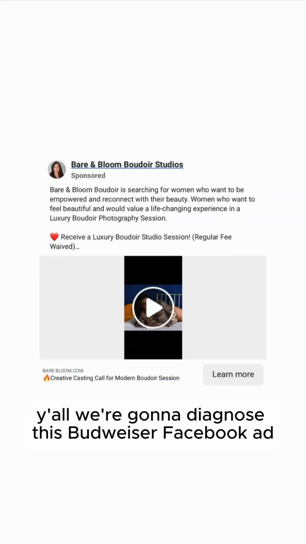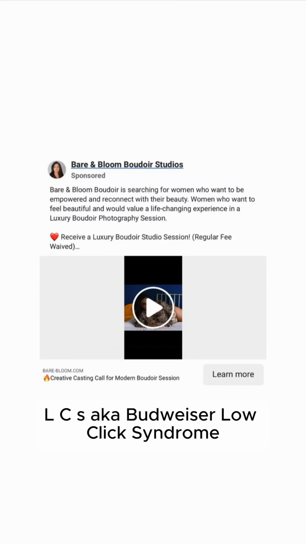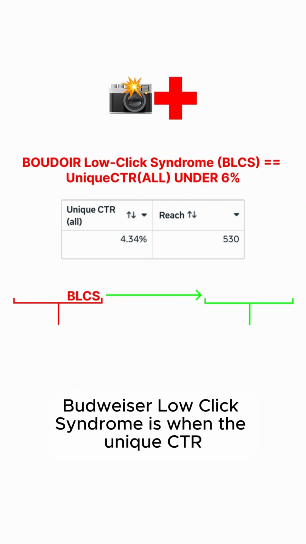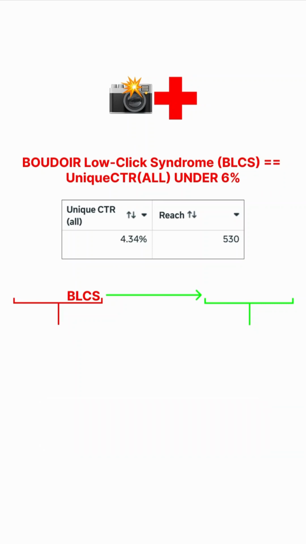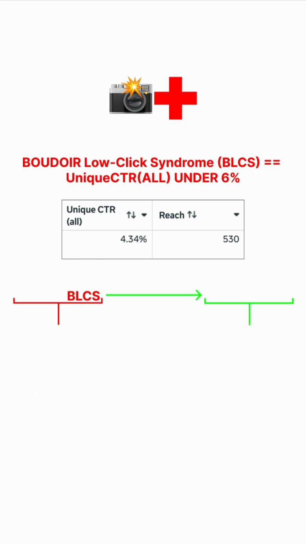All right, y'all, we're going to diagnose this Boudoir Facebook ad, see if we believe it has BLCS, aka Boudoir low-click syndrome. So BLCS, Boudoir low-click syndrome, is when the unique CTR of our Boudoir Facebook ad is under 6%. Now, this means fewer than 6 out of 100 women are clicking somewhere on our ad.